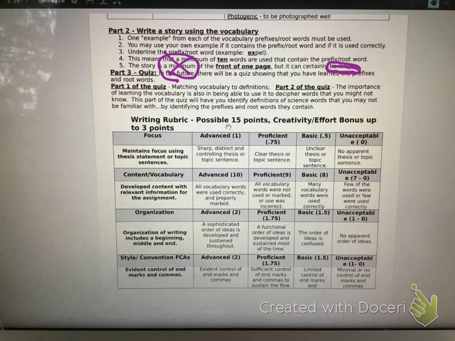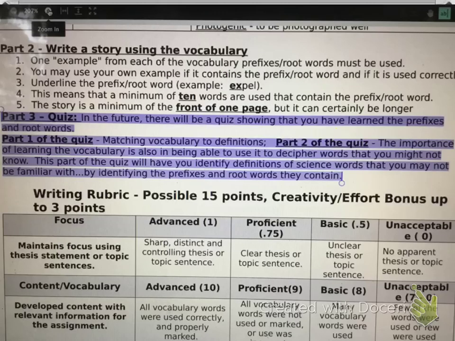This is the scoring rubric that will be used. It is pretty easy to follow. We have the focus, the content, vocabulary, organization, and the style and conventions for us to look at. This is something that you have seen before in the past. The third and final part is going to be your quiz. So yes, you need to know this information, and you must apply it in different ways.